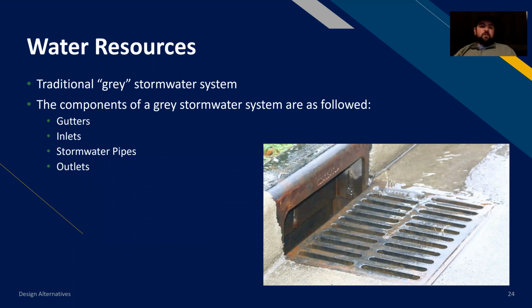The first alternative we're going to talk about for water resources is a traditional gray stormwater system. The components of this are gutters, which transport water down streets or ditches to the closest inlet, where the inlet is the entry point of the stormwater sewer. Once the water enters the inlet, the water is conveyed to the stormwater pipes. The stormwater pipes convey the water to the closest surface water body, and there it is discharged through an outlet.